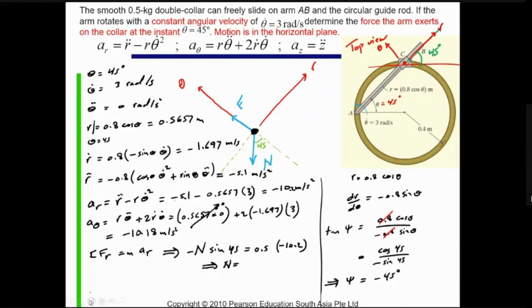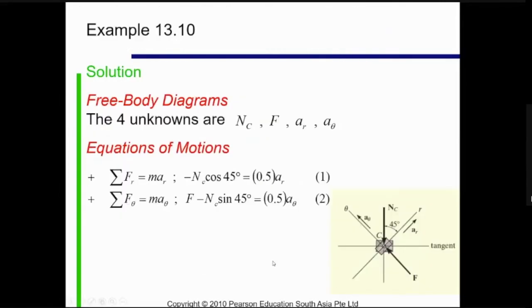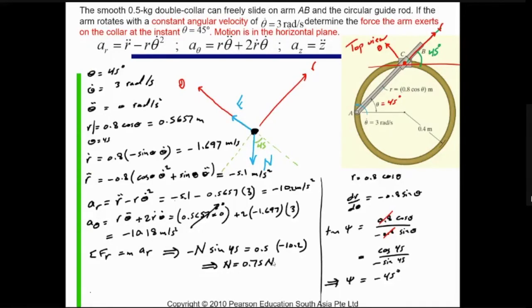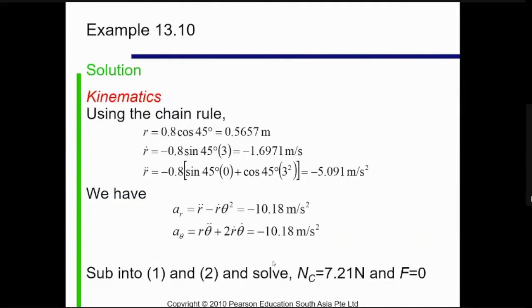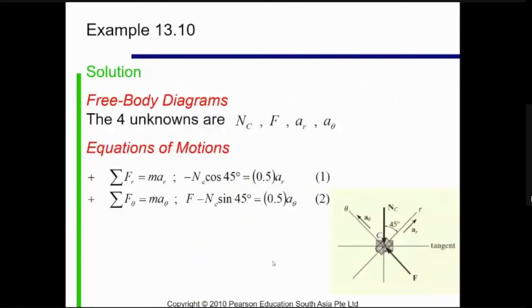So the only unknown is the normal reaction, and according to this, N equals 0.75, oh, 7.2. So, do we have a confirmation on N? We're running out of time. I just want to confirm that N at 7.2, correct?